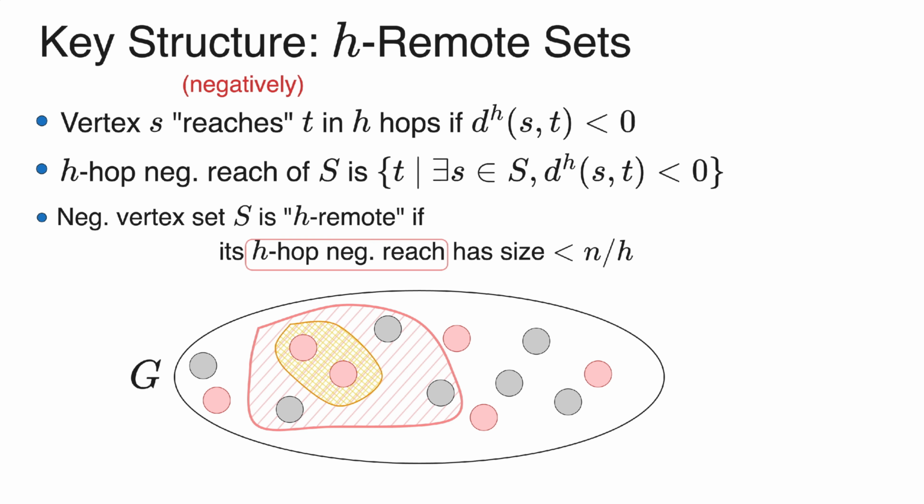And we say such a set is h-remote if its h-hop negative reach is relatively small, quantitatively smaller than n over h. So intuitively, this means this set of negative vertices is very far from the rest of the graph.